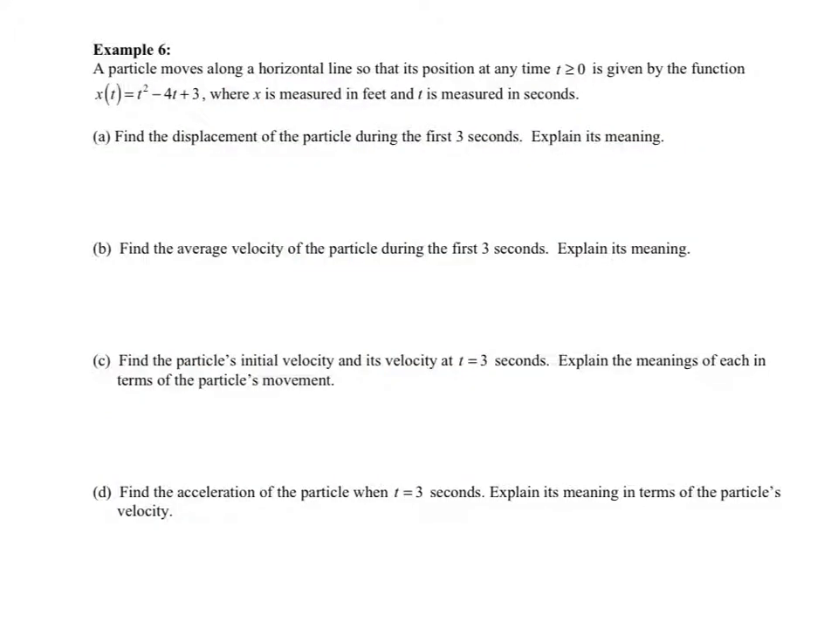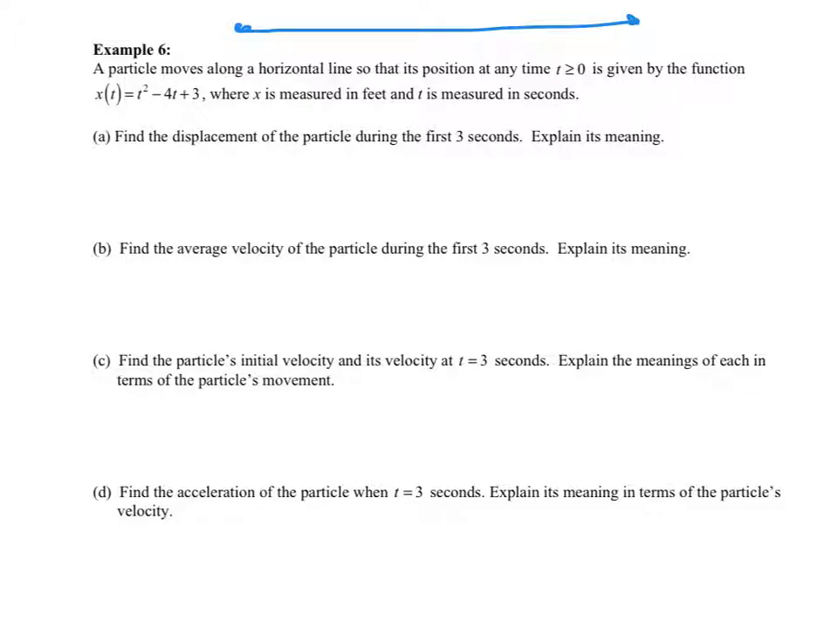So we're going to run through some examples here, starting with example 6. A particle moves along a horizontal line so that its position at any time t greater than 0 is given by this function, where x is measured in feet and t is measured in seconds. So first of all, when we talk about particle motion, I always like to think of a squirrel on a wire, or a bird on a wire, but mostly a squirrel. Basically, this squirrel can run to the right, and it can run to the left. It can stop moving. But notice it's not going in any other direction. It's basically going to the right, to the left, or not moving. So that's what you want to picture when you think of these particle motion problems.